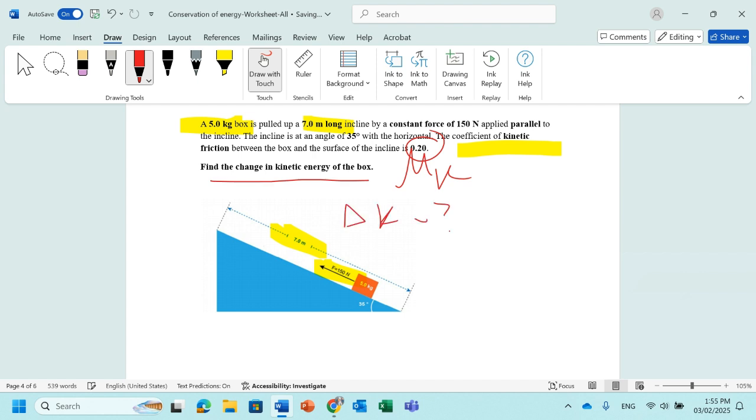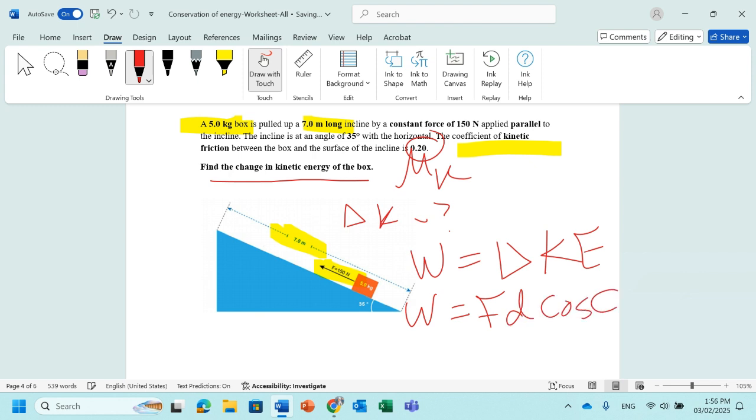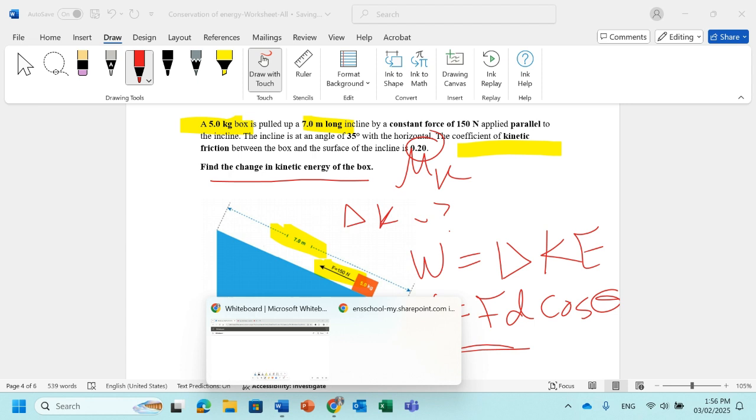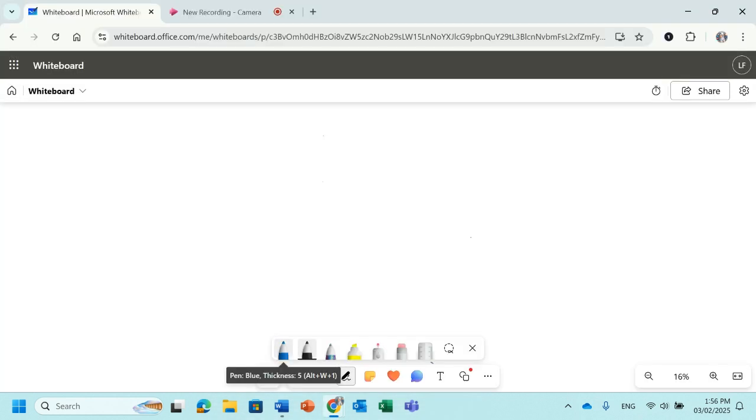And I know the work energy theorem: work equals change in kinetic energy. Now to find W, I know W is force times displacement times cosine theta. We need to find all the forces acting on the object first. To find all the forces acting on the object, we have to draw a free body diagram.